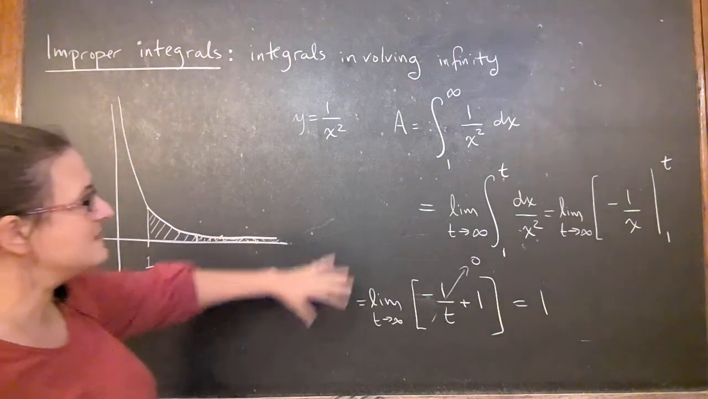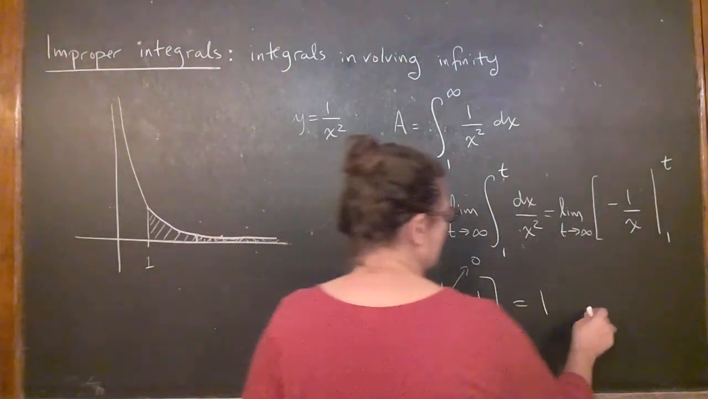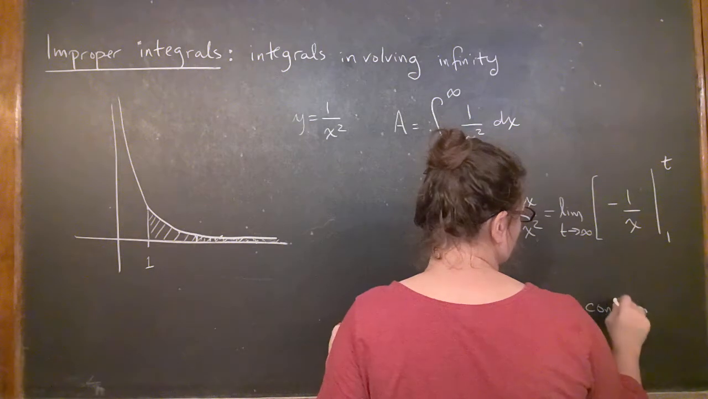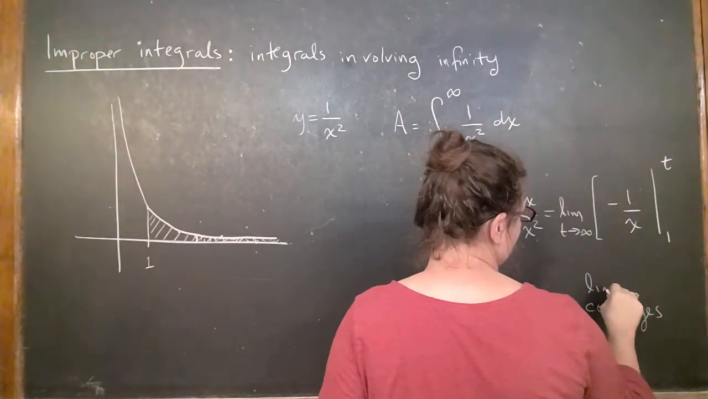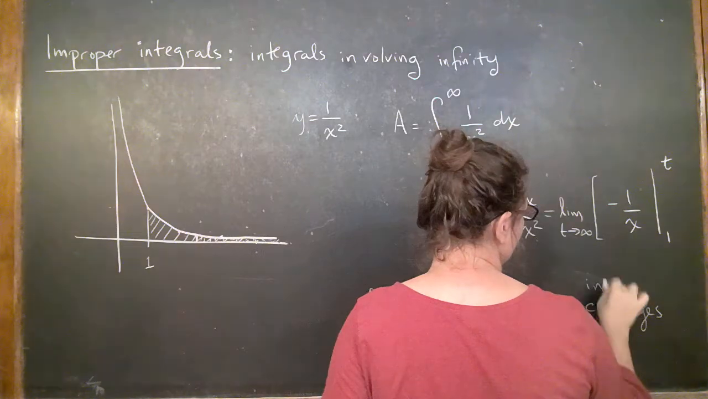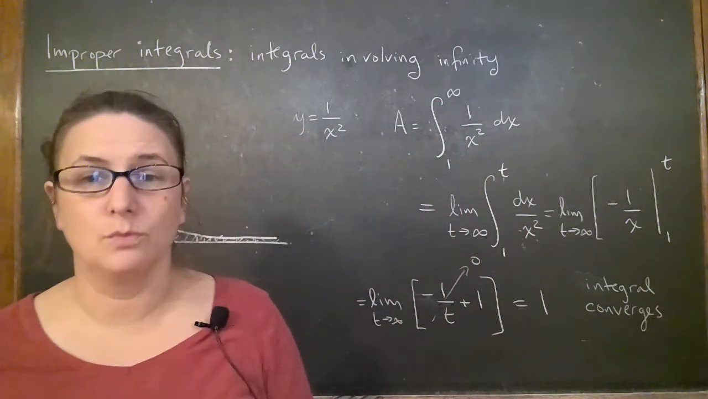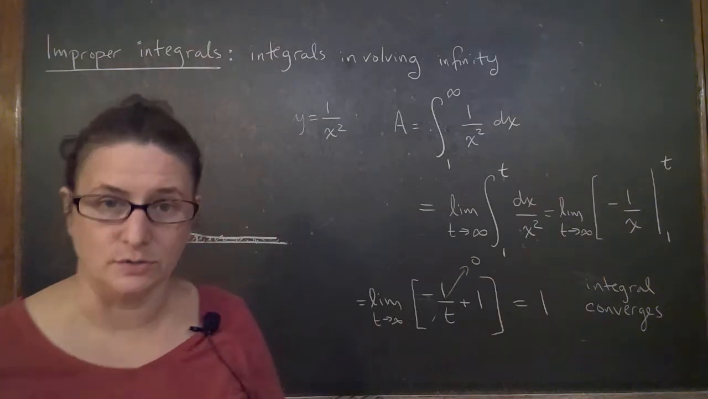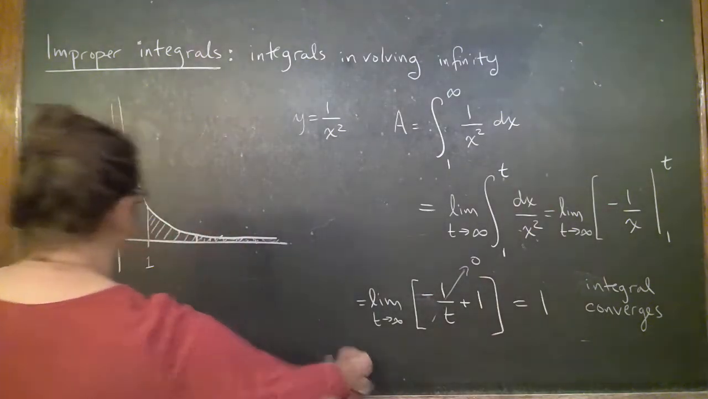When the integral has a finite answer, we say the integral converges, just like with a limit. So we'll say the integral converges, and it converges to 1. You want to find out what it converges to as well. Now, mind you, they don't always converge. A lot of them diverge.